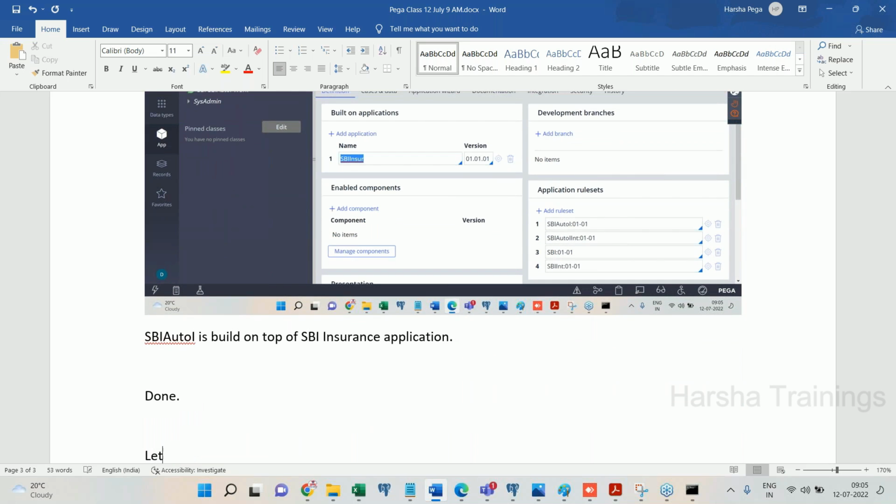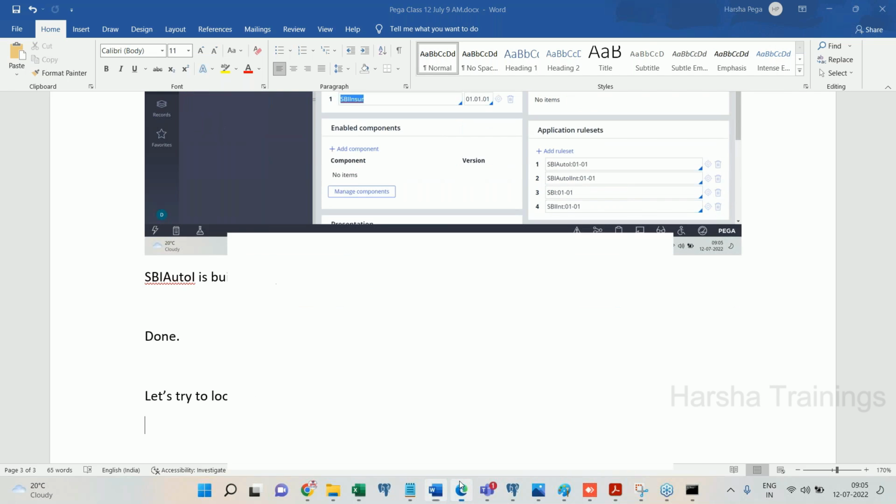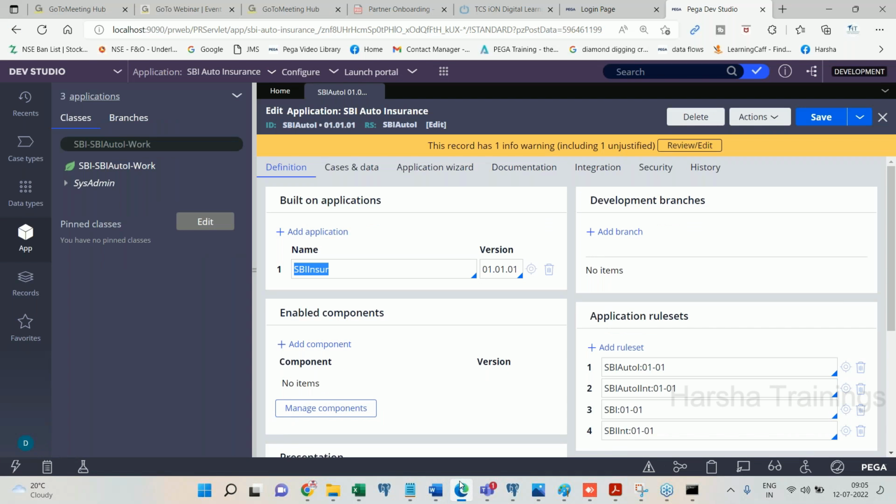Now let's try to look at the built-on application of the FW application. So you can easily say what is the built-on application for the framework application? Pega platform. But intermediate there will be one more thing called Cosmos. You can ignore that. That's not a big deal. And how do I open the details about the framework application? What is the navigation to open details about the framework application?